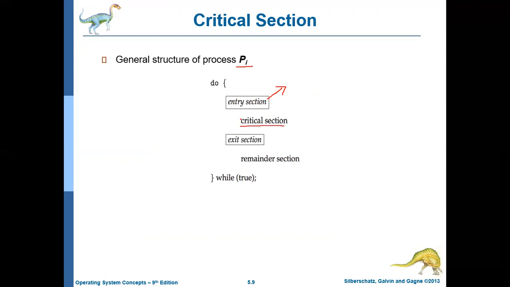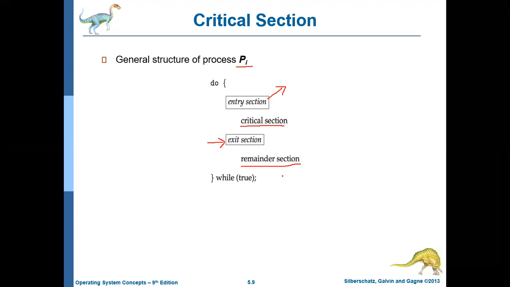It will execute the code corresponding to the critical section. Once the critical section is finished, it will execute the exit section, where it will make sure that some other waiting process can now enter into the critical section. After executing the exit section, it will execute the remainder section, which is not a part of the critical section.